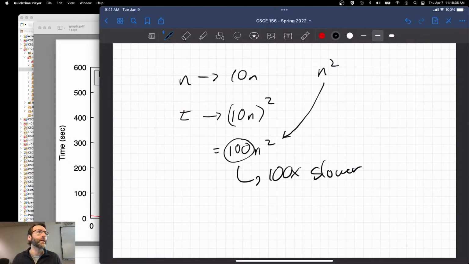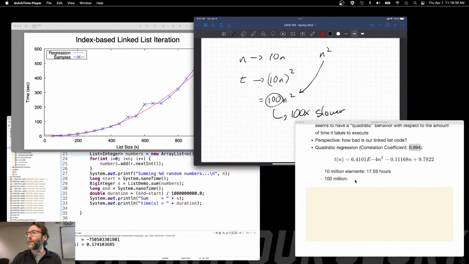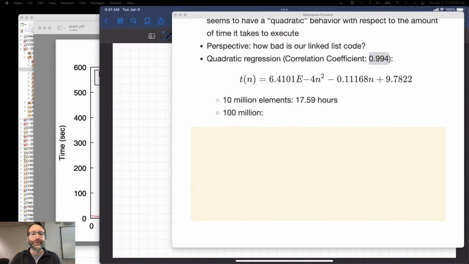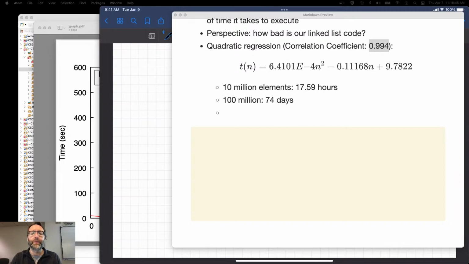Right? So with that in mind, what's 100 times slower than almost a day? Many, many days, 74 days. Right? What if I went up to 1 billion? Many, many years, decades now, 20 years. Right? So, does that sound like a good algorithm?